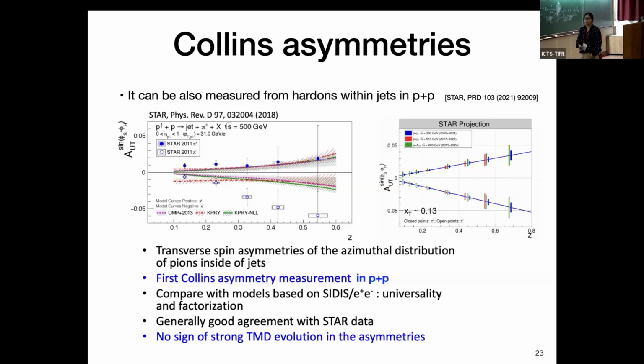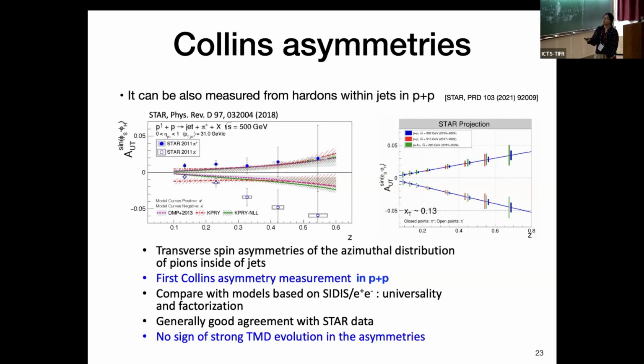The Collins asymmetry can also be measured from the pp collisions. Again, remember when you look at this TMD measurement, you need two scales. If you think about any inclusive measurement from the pp, it is hard to have the TMD applicable there. But like W, where you have the hard scale naturally set by the W mass, for example, then you can have two scales there. But for the pion production, if it's inclusive, you need another. But luckily, if you look at the pion production within jets, then you can extract the Collins asymmetry here.